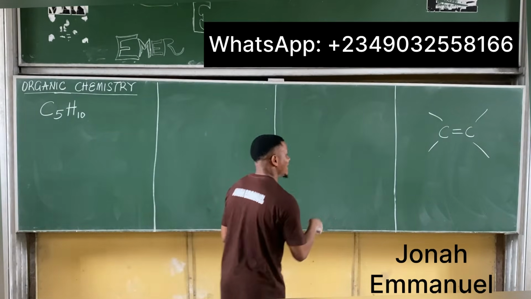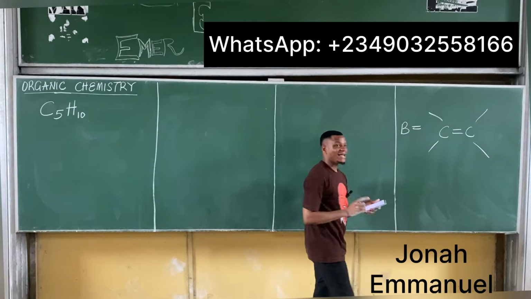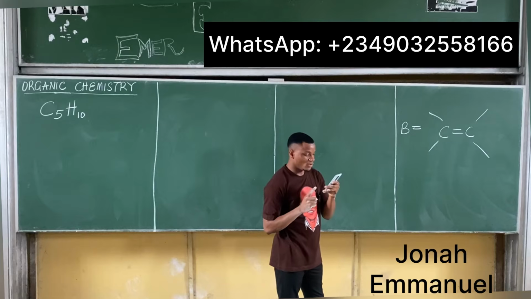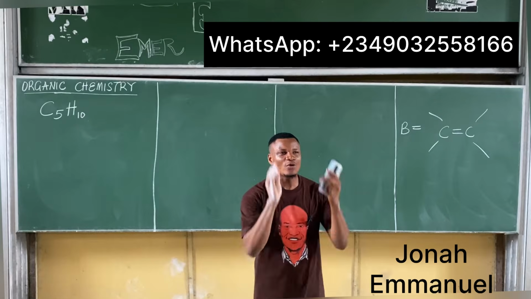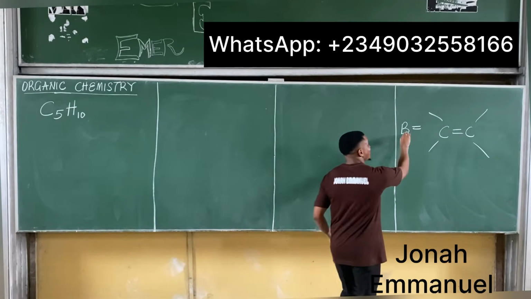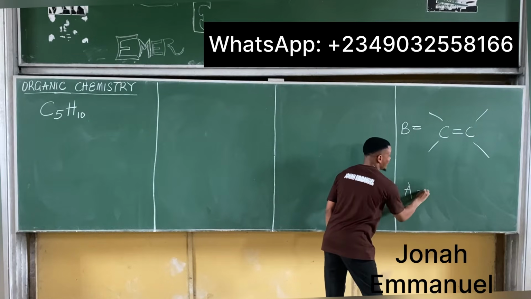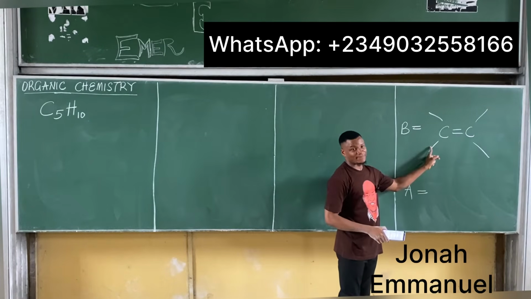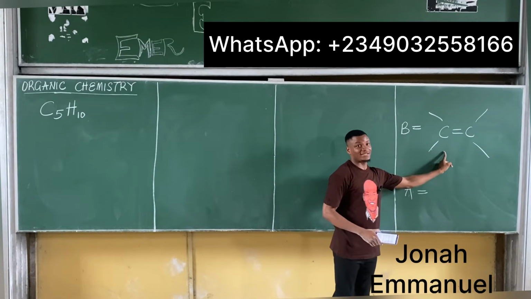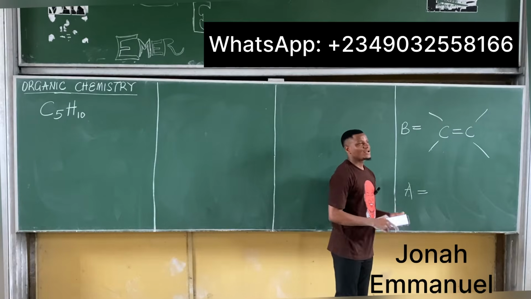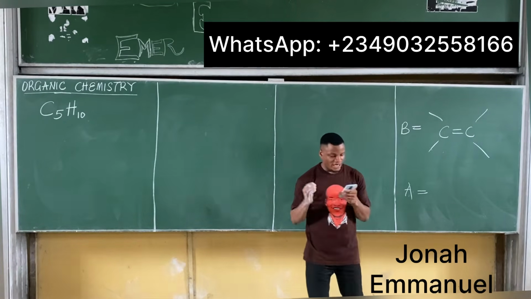So what kind of alkene? It has now specified that B exhibits stereoisomerism. But A does not show. So here's the thing. It means that B is an alkene that exhibits stereoisomerism, while A is still an alkene, but it does not exhibit stereoisomerism. A and B are both alkenes. B is showing cis trans. A is not showing cis trans. If A is not showing cis trans, what does it mean? It's a straight carbon. All right, let's proceed there.